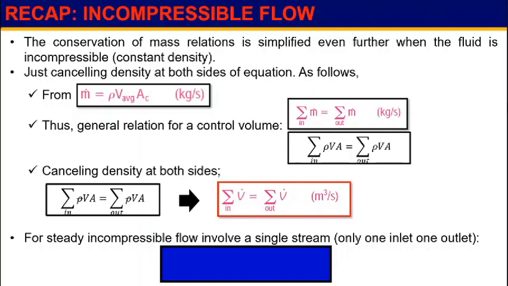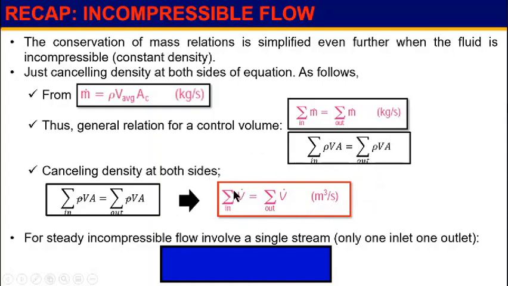Okay, so the conservation of mass relation is simplified even further when the fluid is incompressible. Okay, means it is in constant density. So of course, whenever the density is constant, you just have to cancel density for both sides of equation. So we have equation for flow rate here, m dot equal to rho V avg times Ac. Then just cancel both sides of rho, both sides of density. We will obtain this equation. Okay, V dot in equal to V dot out.